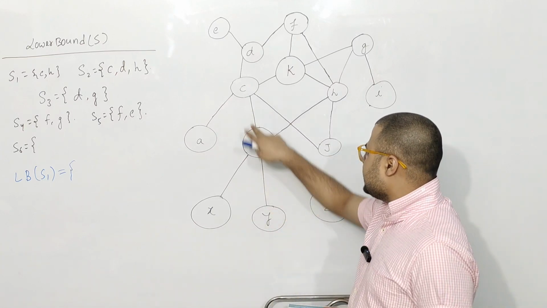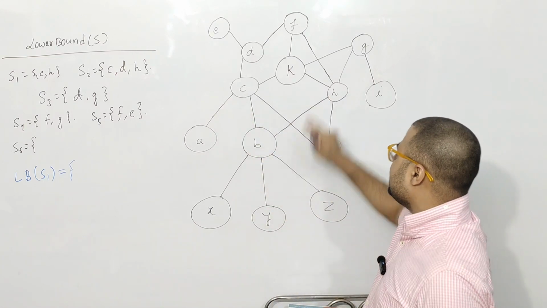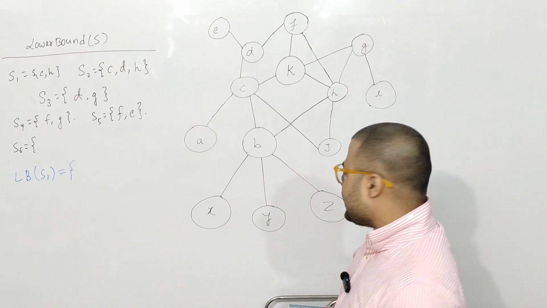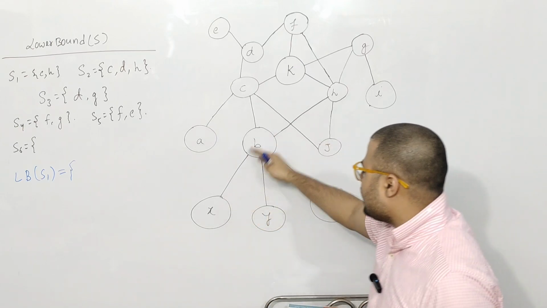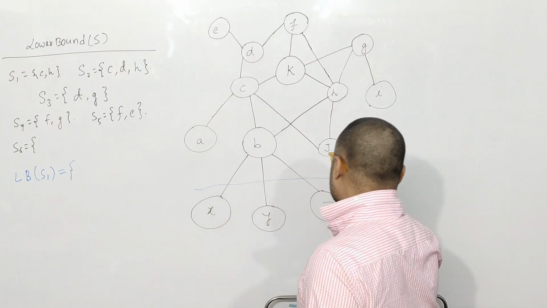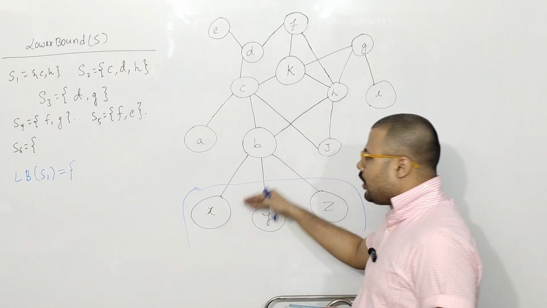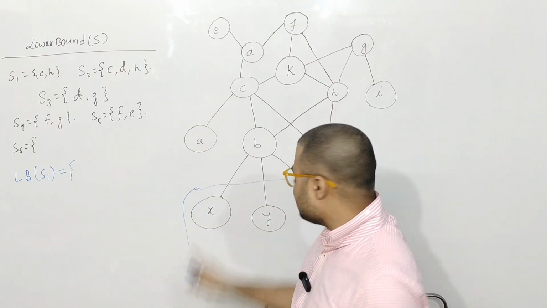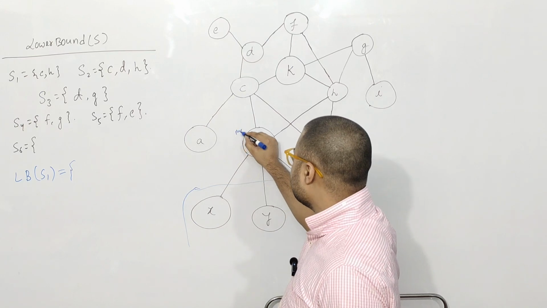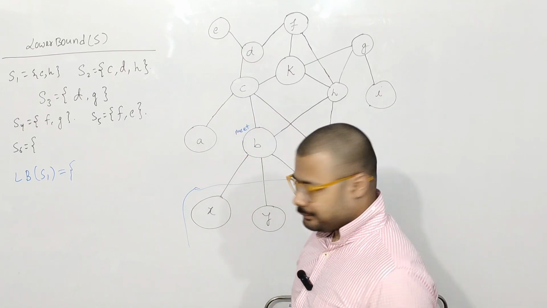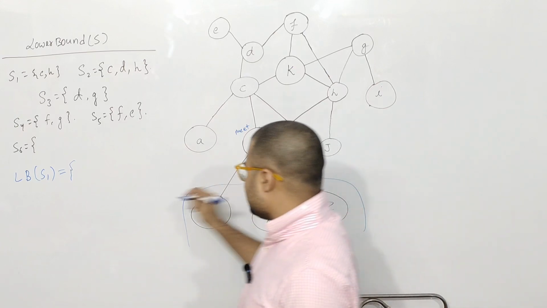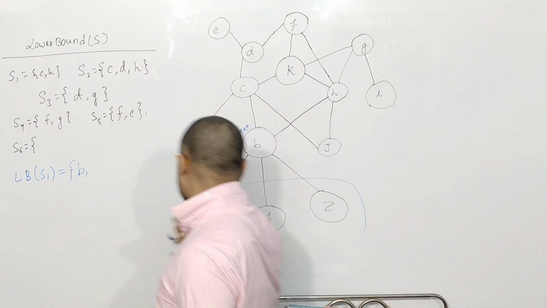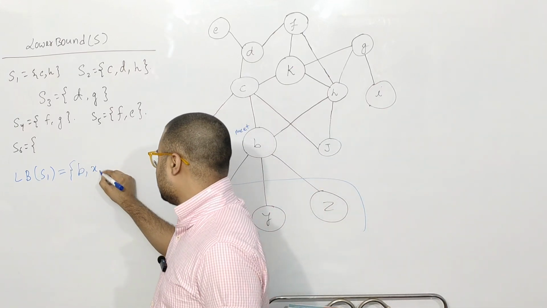When you look at B, then B is related to C and B is related to H. So B is a point of meet. Anything that comes in the downward direction in this network, all of them will be a part of your lower bounds. This is your point of meet, right? So B and everything here, which is X, Y, and Z.